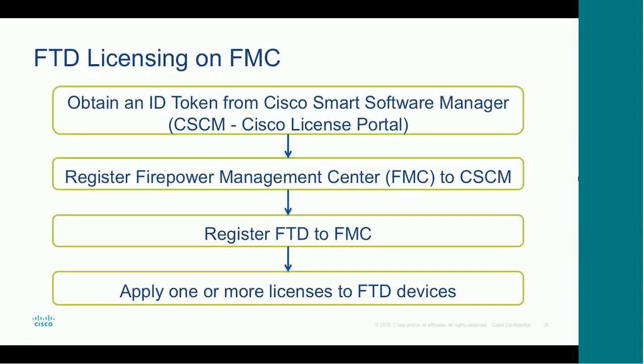First, we need to obtain an ID token from Cisco Smart Software Manager, or CSSM. Then we need to register FMC to CSSM. After that, we need to register FTD to FMC, and apply one or more licenses to FTD devices.